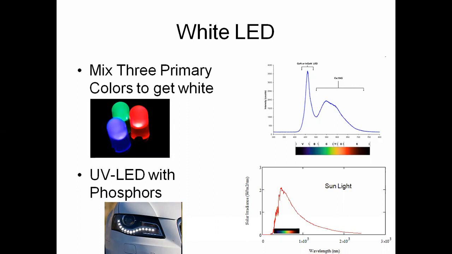Now, on the top it is written GaN, indium gallium nitride. So these are the manufacturing materials which are used to manufacture this kind of LED.